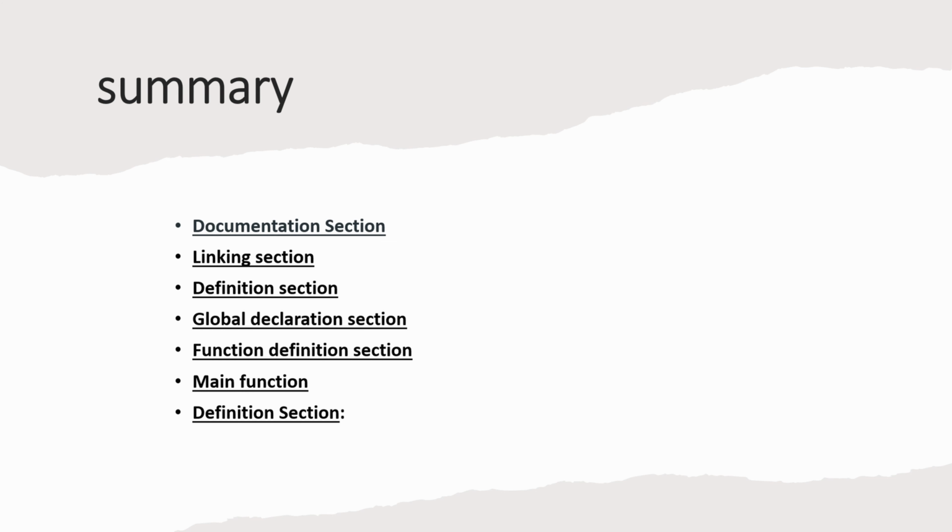And then we have the main function. Here the execution starts, and all the statements enclosed in the curly braces will be executed. Once the control comes out of the main function, the program terminates. This is what we have learned today.